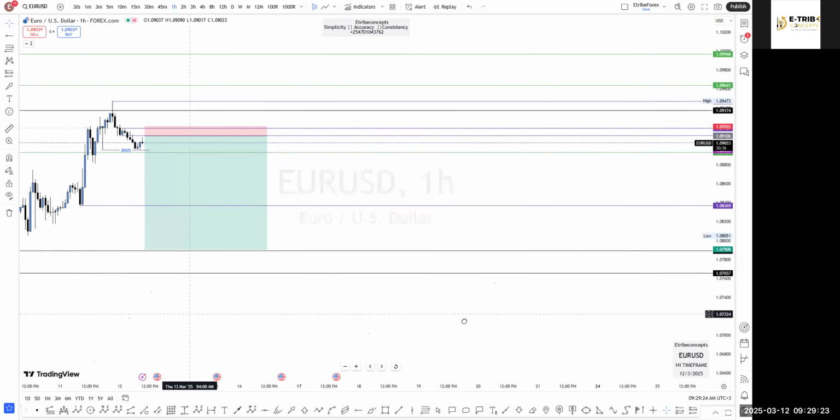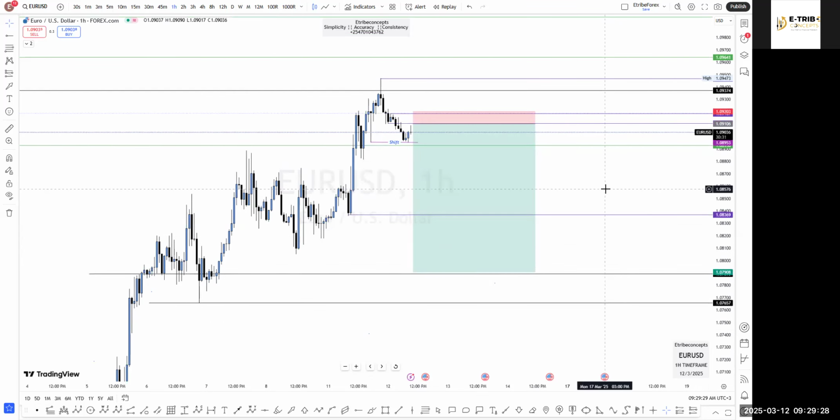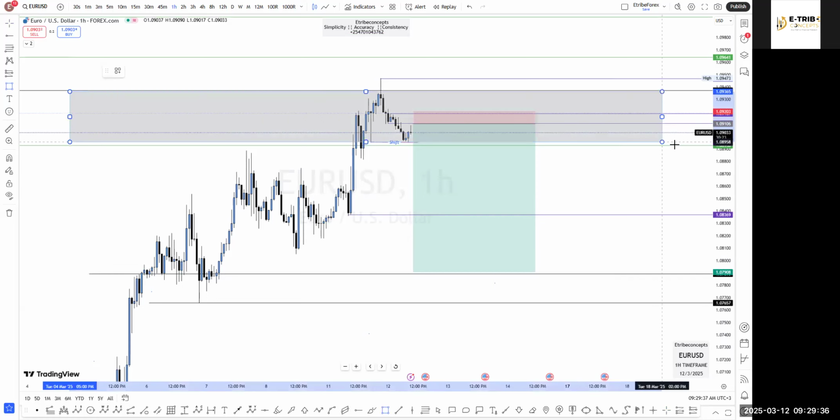So Euro USD, this is what I have. This is what I have on Euro USD. So this area is acting as my daily area of liquidity.